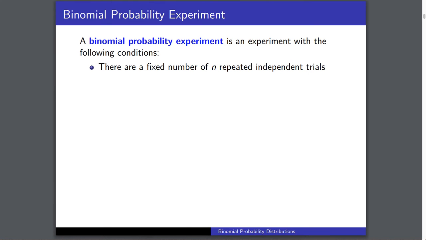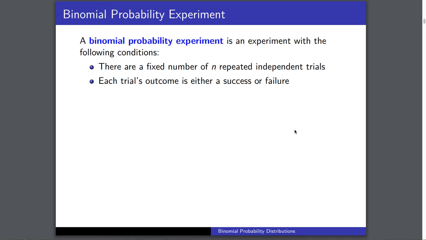So we have a fixed number of n repeated independent trials. So we are not going to change how many trials we have, and the trials will be independent of each other. Each trial's outcome is either a success or a failure. So it's either yes or no, true or false, success or failure. And failure just means the outcome did not happen. So it doesn't necessarily mean that's bad. It just means the outcome did not happen. And success means that it does.